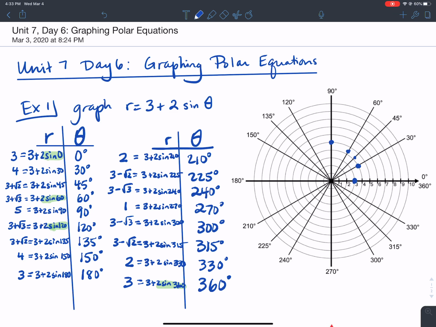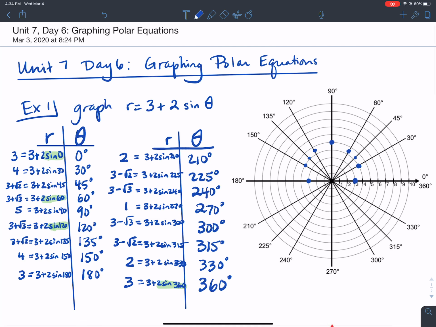And then the pattern repeats. So do about the same thing going back around until at 180, you're at 0. So you're just plotting the same points on the other side. So you should see symmetry there.